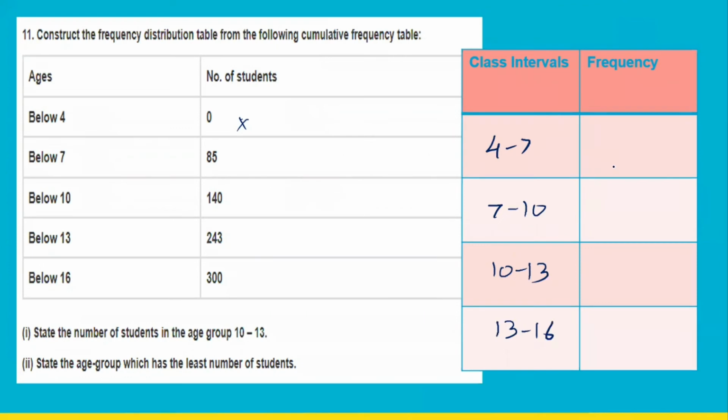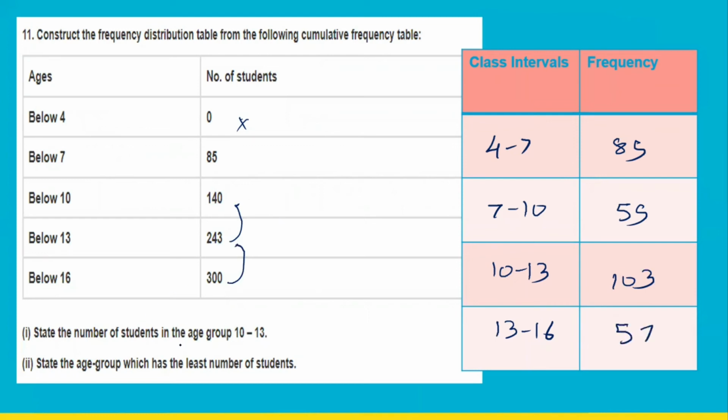Now, to make the frequencies from the cumulative frequencies, for 4 to 7, 85 is going to be there. Then 140 minus 85, we get this as 55. Then 243 minus 140, we get this as 103. And then 300 minus 243, we get this as 57. So these are the frequencies we have found.